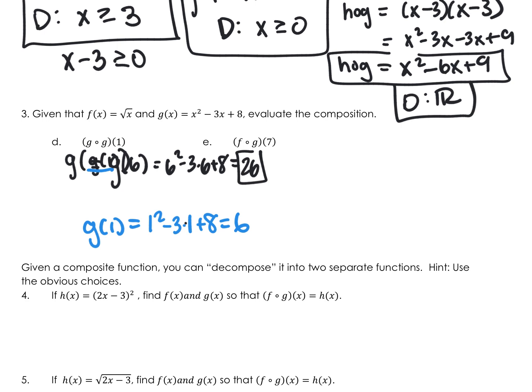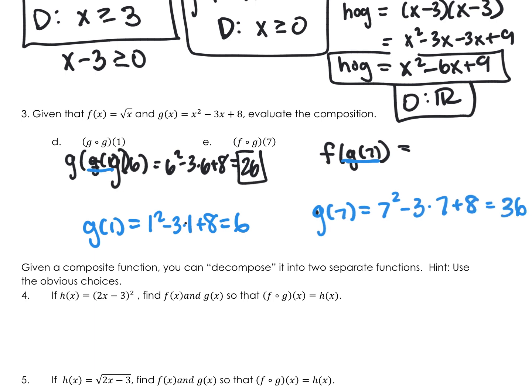Okay? For E, f of g of 7, you need to start by finding g of 7 first. We know how to find g of 7. We're going to plug 7 into our equation for g. And you should have gotten 36. Raise your hand if you got 36 for that first part. Yeah? 36 for plugging 7 into g. Okay? But that's not my answer, right? That's just g of 7. But where does that g of 7 need to go? Right there, inside the f.